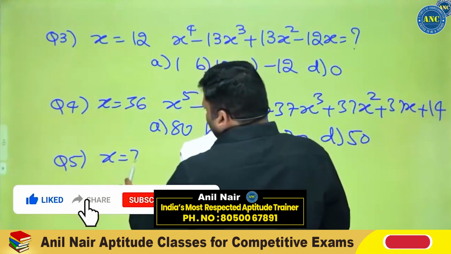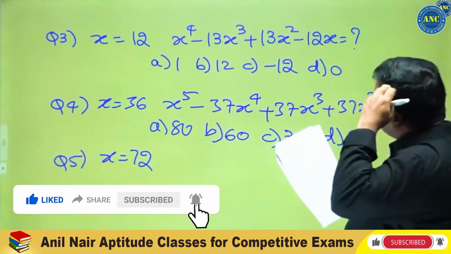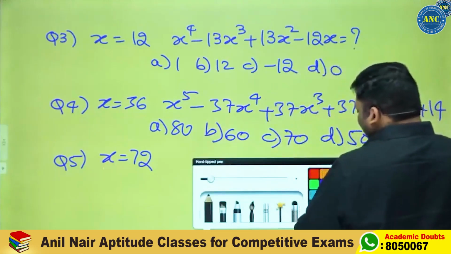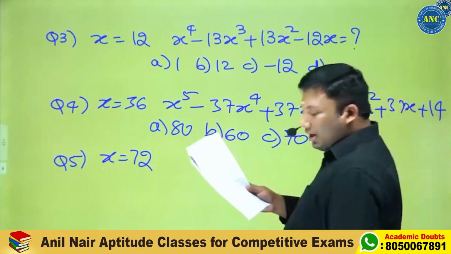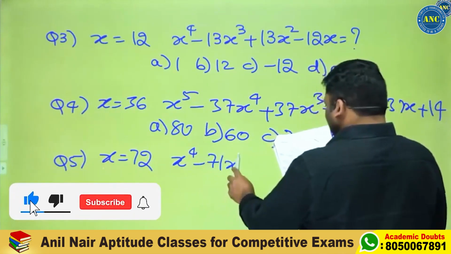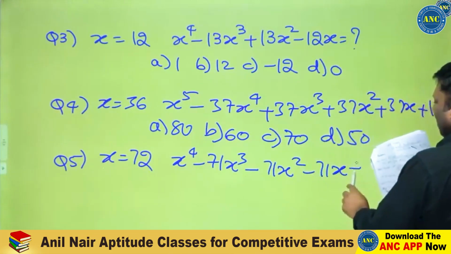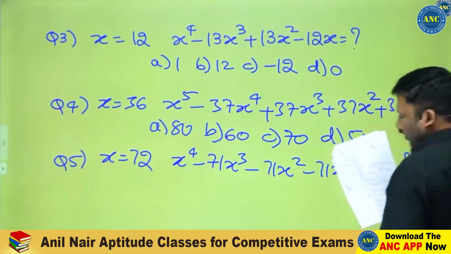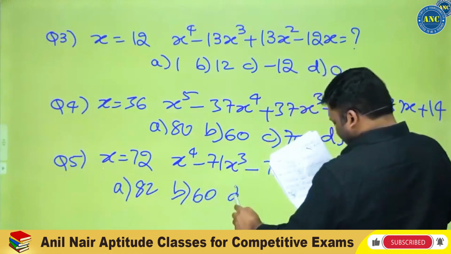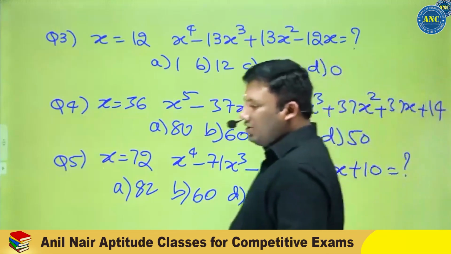X equivalent to 72, 4 and 5. I will teach you another interesting logic. In fact, we can also do 3, 4, 5 with one logic. See here, question number 5: x is 72, x power 4 minus 71 x cube minus 71 x square minus 71x plus 10. Options are 82, 60, 80 and 50.